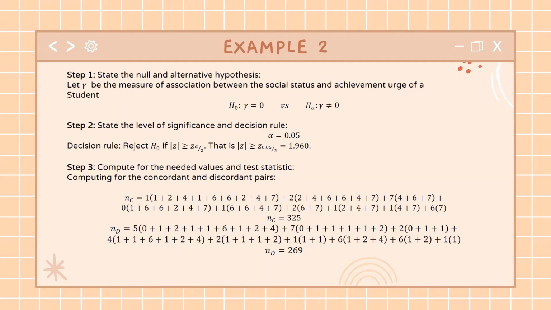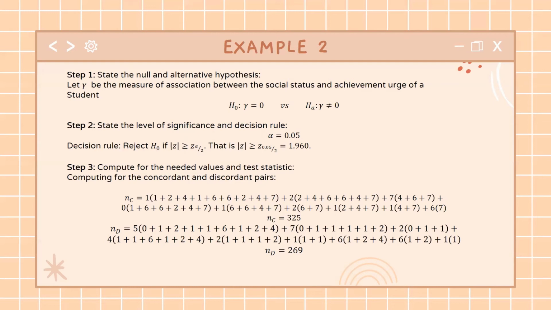For the first step, let us state the null and alternative hypothesis. But first, let's define the parameter. Let gamma be the measure of association between the social status and achievement rate of a student. Our null hypothesis would be gamma equals 0 versus our alternative hypothesis, gamma is not equal to 0, or there is a significant association between the social status and achievement rate of a student. For step 2, let's state the level of significance and decision rule.